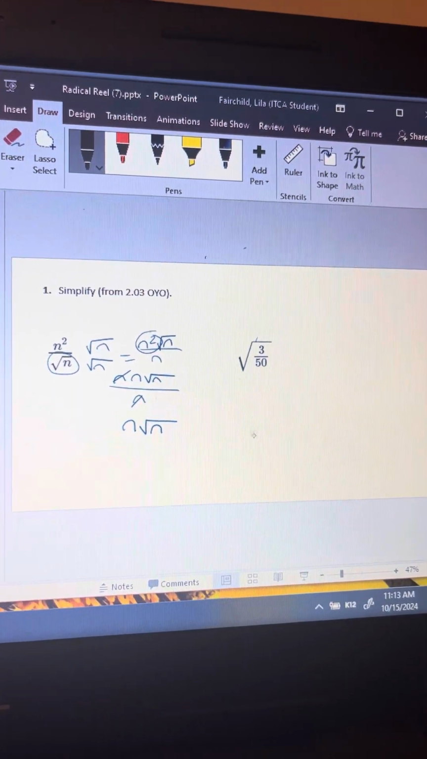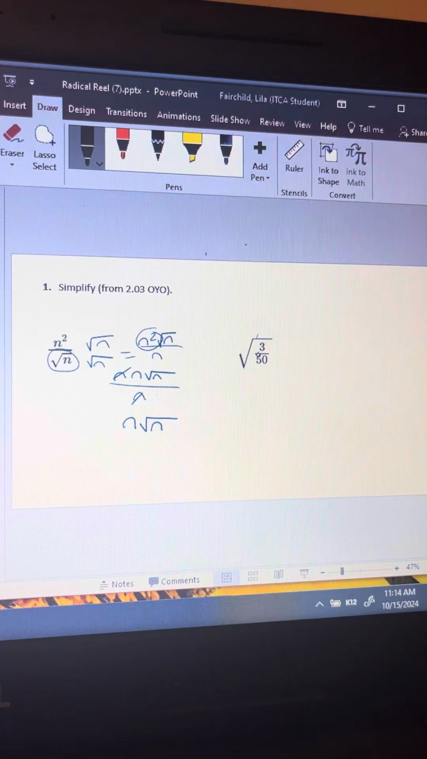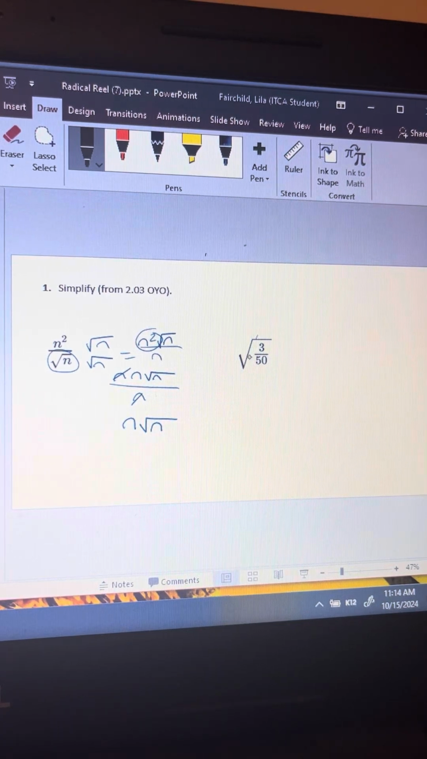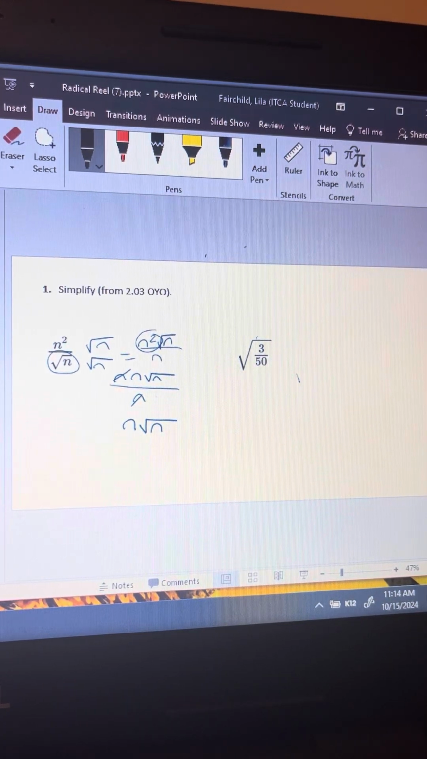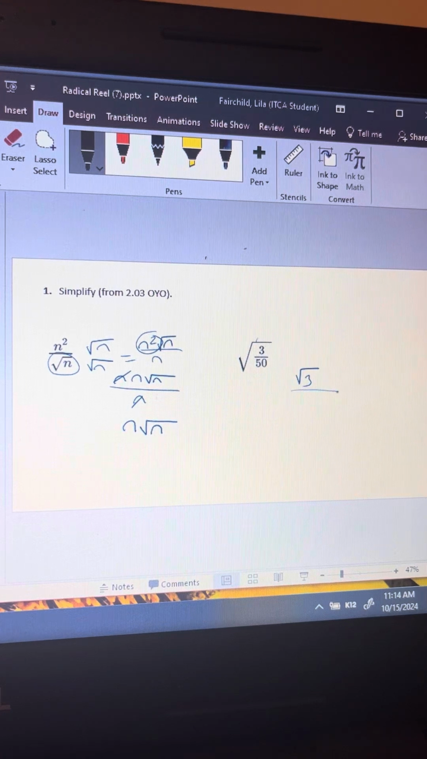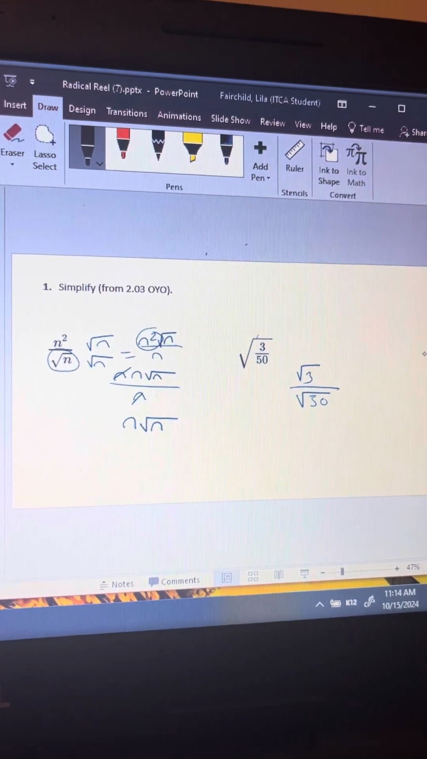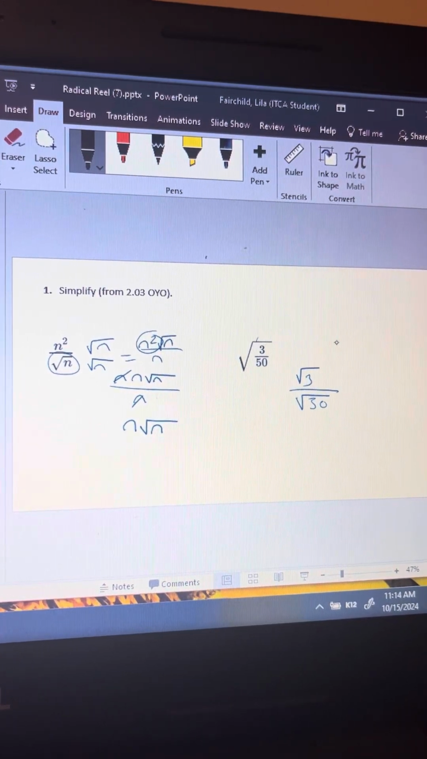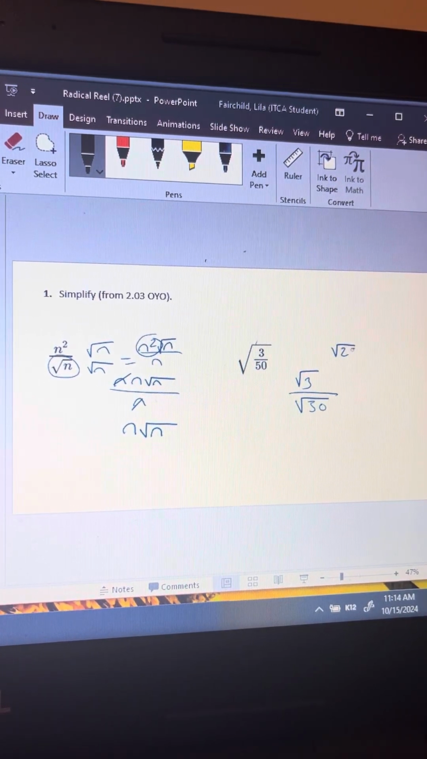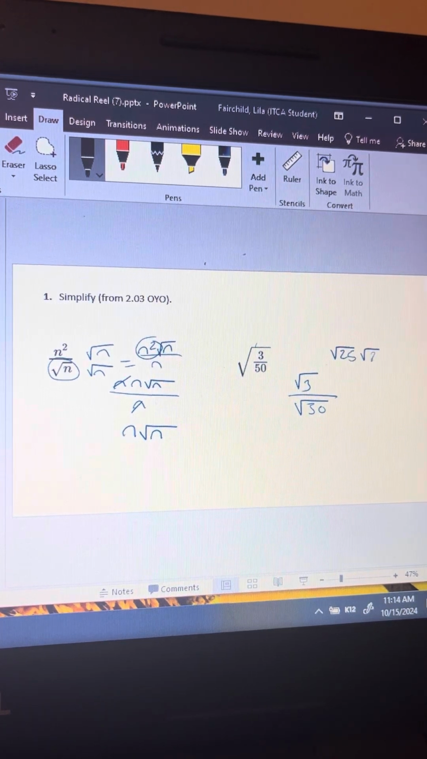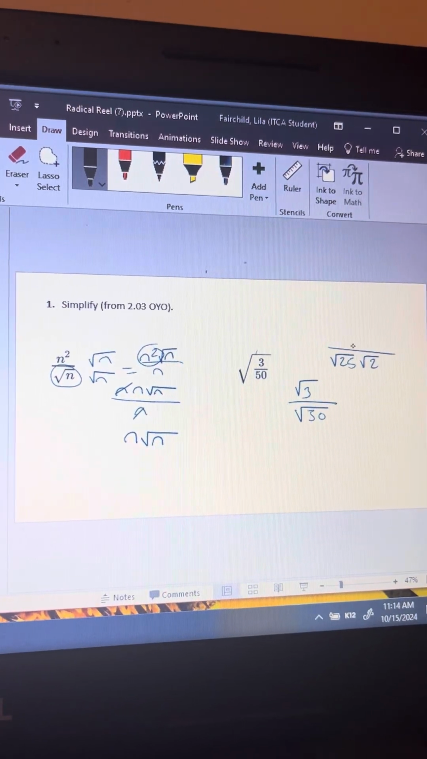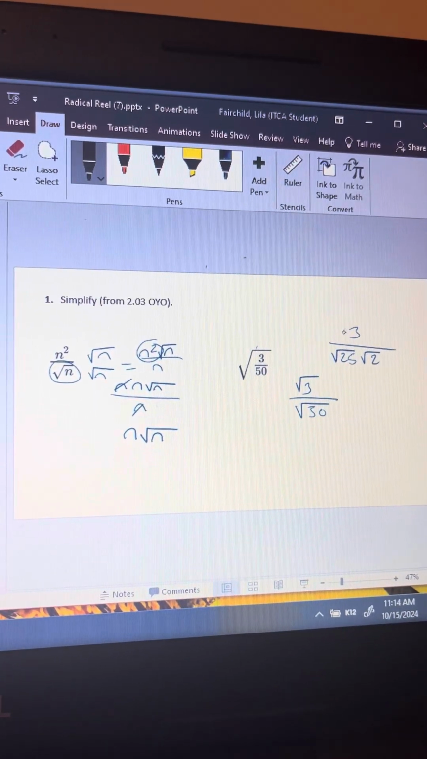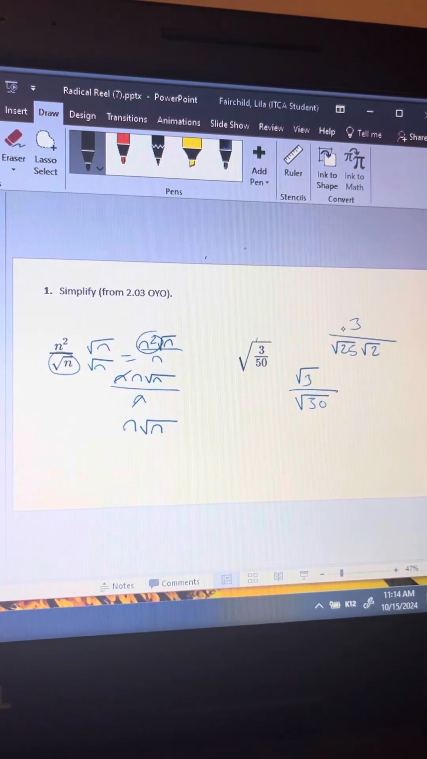And for the second equation, the first thing I'm going to do is separate both, so it's just going to be 3 square root of 3 and then square root of 50. And then 50 can turn into 25 and then the other one would be 2. And the square root of 3 stays the same on the top.